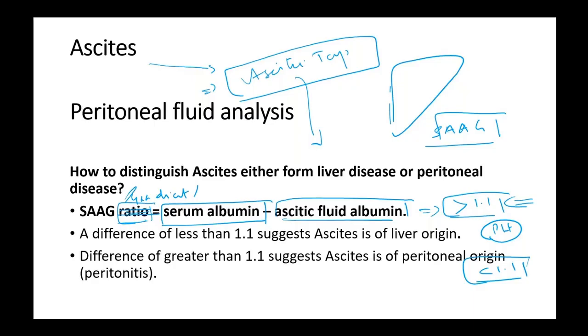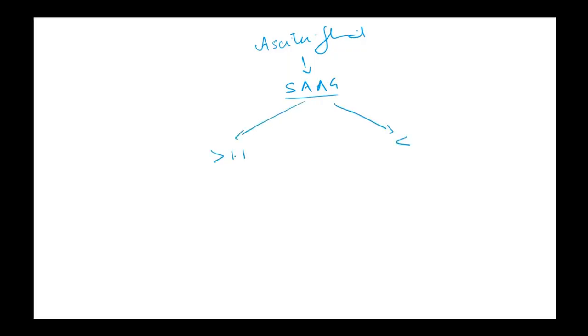Let me give you a quick flow chart by which you can quickly determine the cause of ascites, especially in the exam. So let's say they will give you ascitic fluid analysis in the question, and you calculated SAG gradient. Now it will be either greater than 1.1 or less than 1.1.